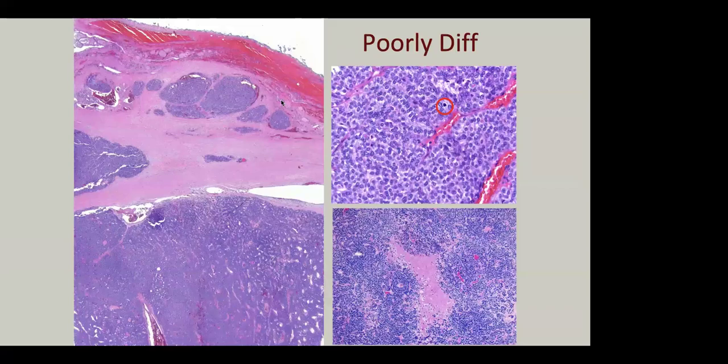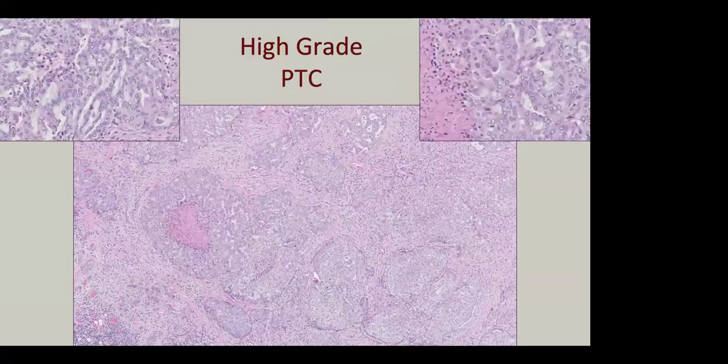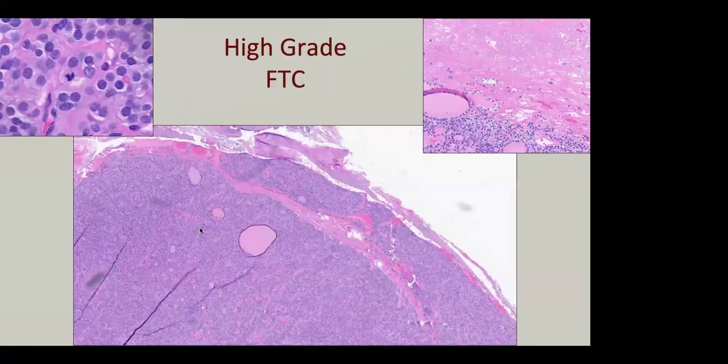Here's what poorly diff looks like, very solid, very cellular with mitoses and necrosis. Necrosis without other evidence of biopsy site, right? Biopsy site being hemorrhage, hemosiderin, fibrosis, histiocytes, whatever. High-grade papillary, in this case, you can see there are still these architectural structures with good nuclear clearing and grooving and wrinkling. However, we do have central necrosis. So this is high-grade PTC.